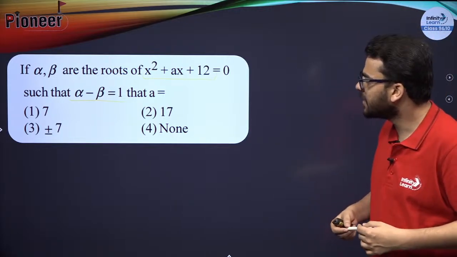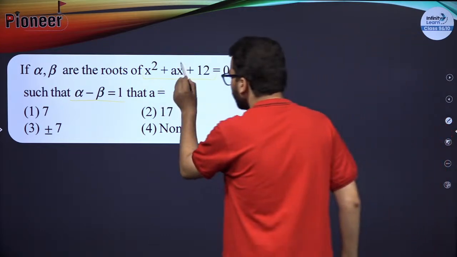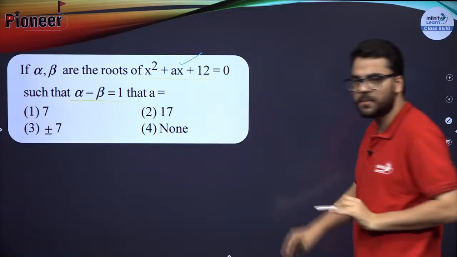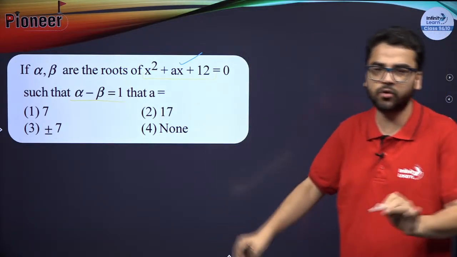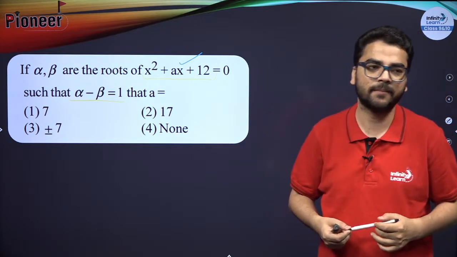If alpha and beta are the roots of this quadratic equation, I know that we haven't done quadratic equations, but those Vieta's formulas are applicable over here. So don't bother about them. I hope it is clear. Try doing it quickly, guys.